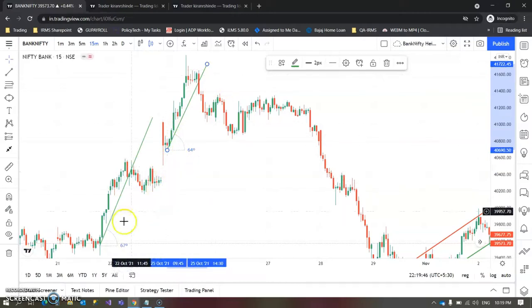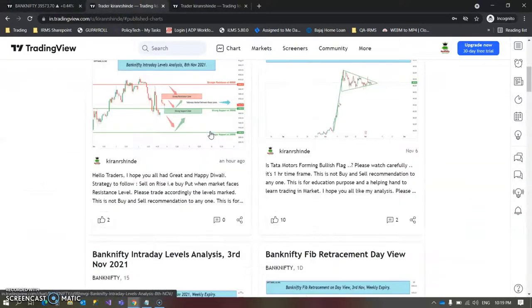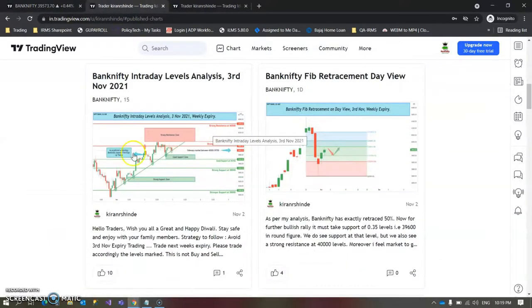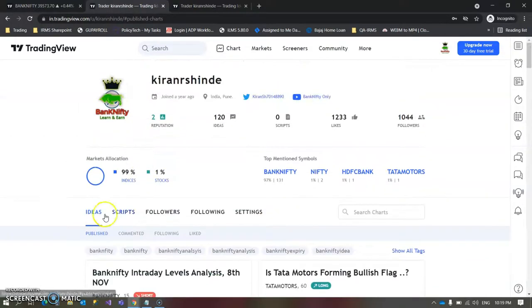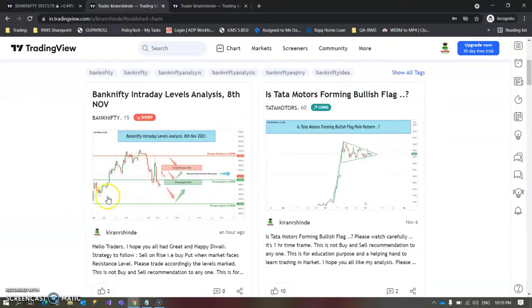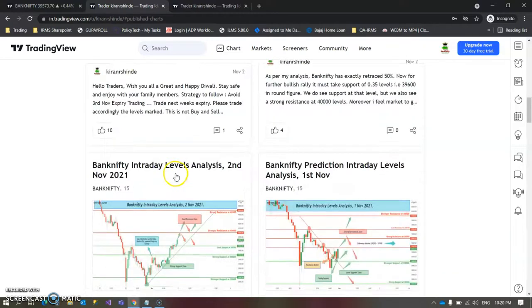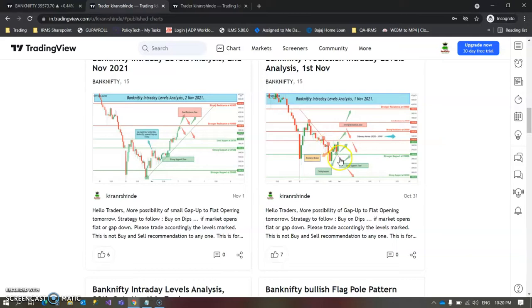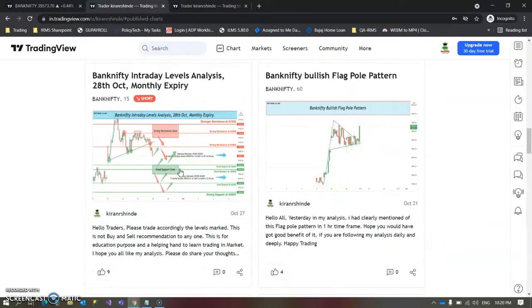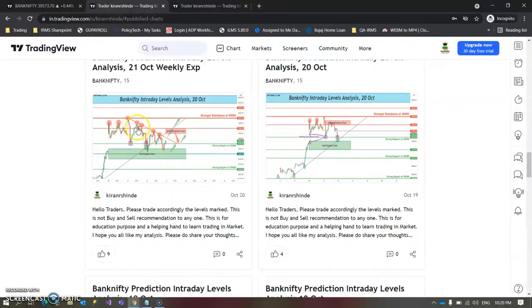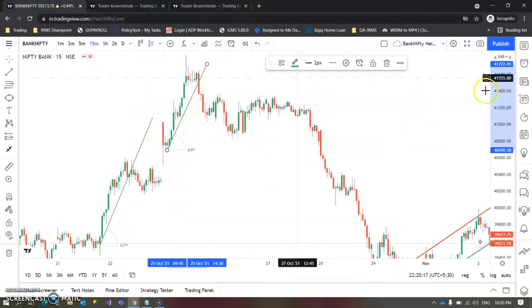So in this manner you should draw the trend lines. I hope you might have got the idea of how to draw the trend lines. You can refer to my different scripts where I had posted. You can see this is the trend line, a resistance line over here. There are so many examples. You can see this is the perfect example where you can see the support line as well as the resistance line. So I hope you might have got the idea.